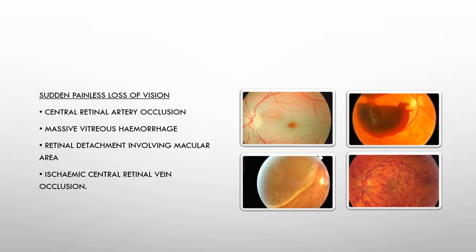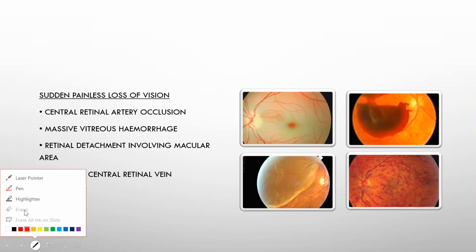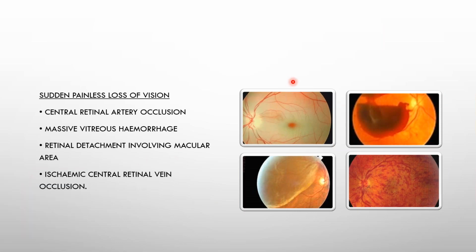So I'll take you to a few slides which will tell you the causes of various conditions. For example, the first one being sudden painless loss of vision. So it could be because of a central retinal artery occlusion. The first image shows you the central retinal artery. This is the image that shows you a central retinal artery occlusion. This is very significant. It's a cherry red spot which you see on a central retinal artery occlusion. These kind of patients will present with a sudden loss of vision, which is painless.